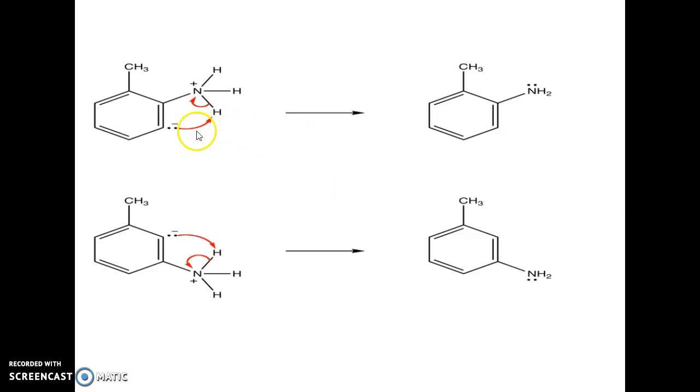And you can see the proton transfer from this NH3 to this carbon. Similarly, from NH3 to this carbon, leading to both products. One is the ortho product, another one is the meta product.